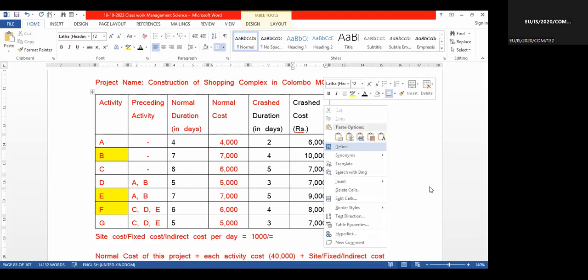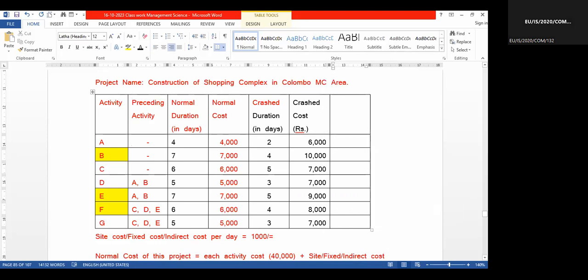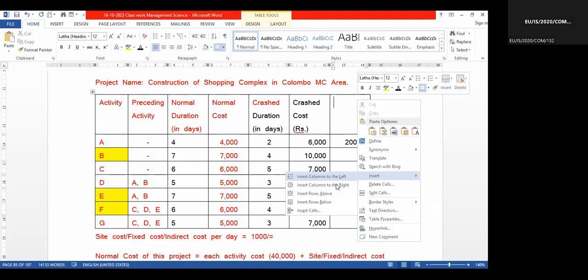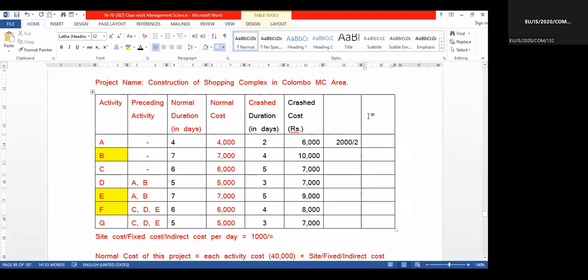A? 2,000. 2,000, right? 2,000 increase. How many days reduced? 4 reduced by 2, no? Per day, how much is the increase? That is called the cost slope, right? That means the per day increase.